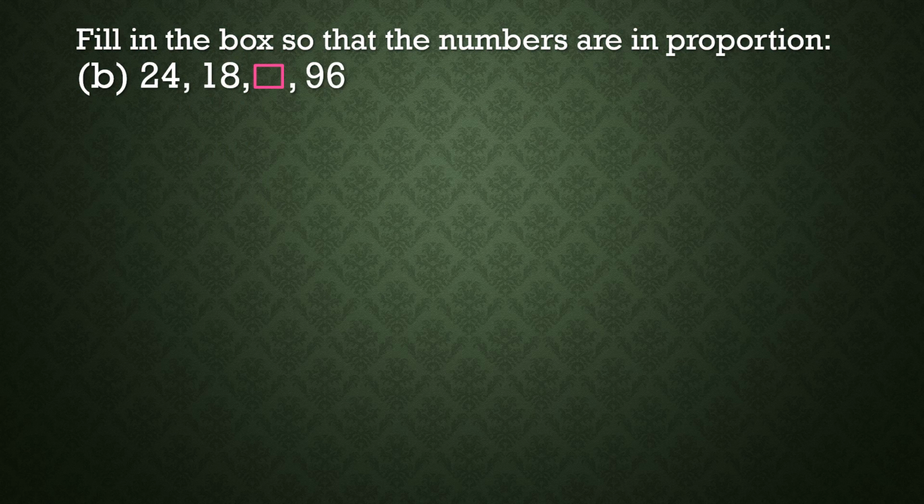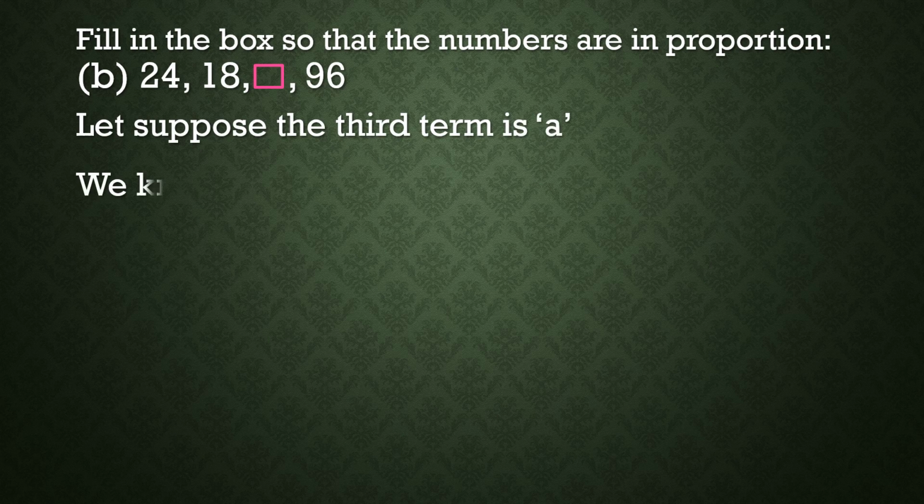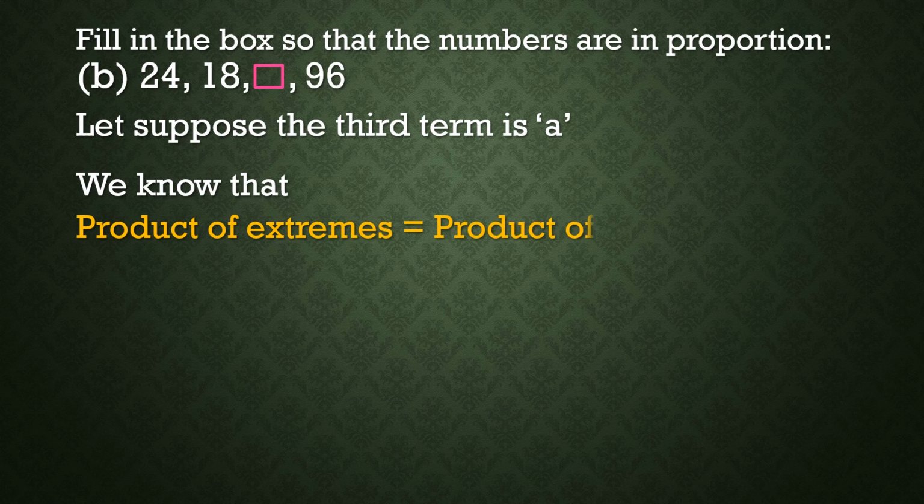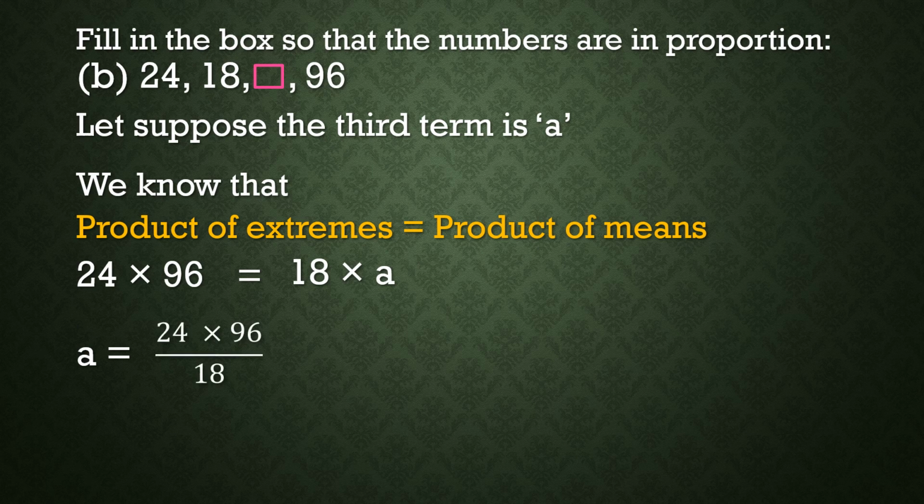Let us solve one more question. Question number B. Fill in the box so that the numbers are in proportion. Question number B. 24, 18, box and 96. That means we have to find the third term. Let's suppose the third term is A and we know that product of extremes is equal to product of means. Now put the value. 24 multiplied by 96 is equal to 18 multiplied by A.